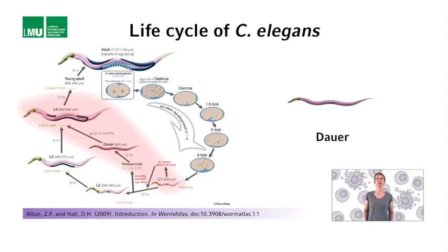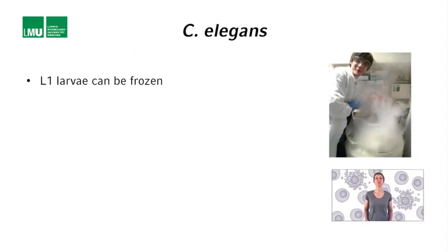These L1 larvae can also be frozen. They can be frozen in a solution with glycerol and kept at minus 80 degrees Celsius, probably indefinitely. Once you thaw them and put them on a culture plate with food, they start moving within minutes.